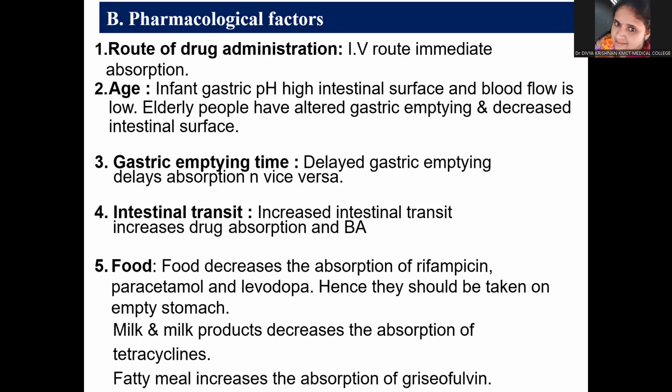This will increase the bioavailability of drugs which are absorbed from the stomach, because the drugs will be remaining in the stomach for a longer time, and that will increase the absorption from the stomach. Now, increased intestinal transit will increase the drug absorption and bioavailability of basic drugs, because they are absorbed mainly from the intestine, and if they remain in the intestine for a long time, they can increase the bioavailability. So food can also increase the bioavailability in some cases.